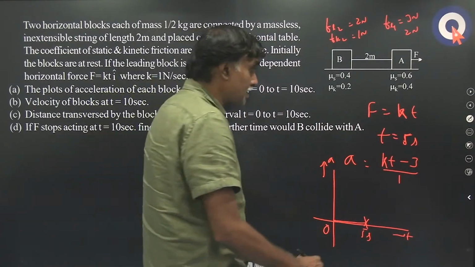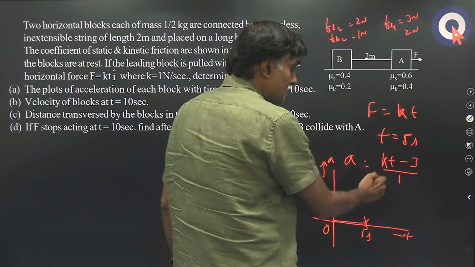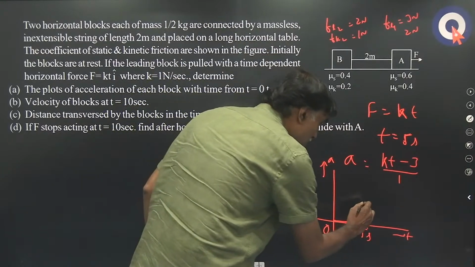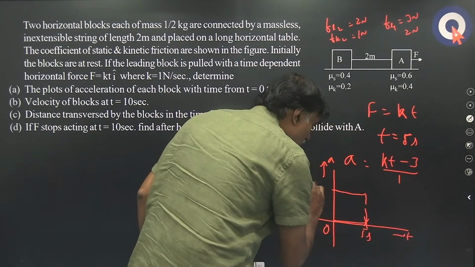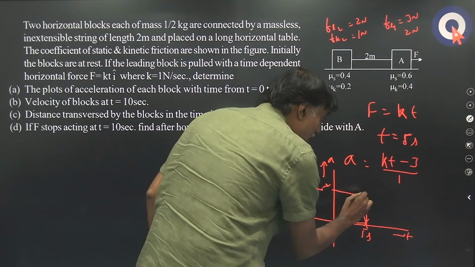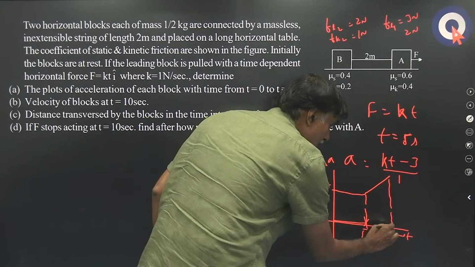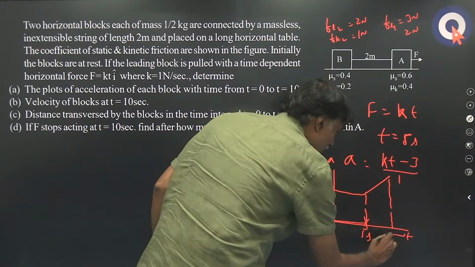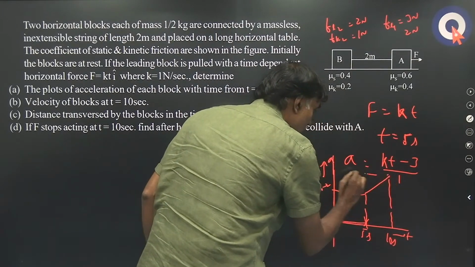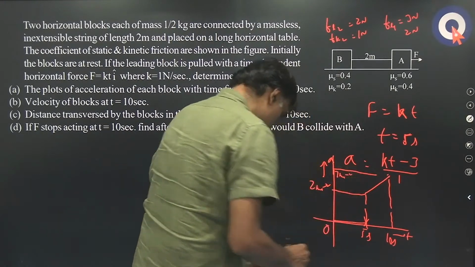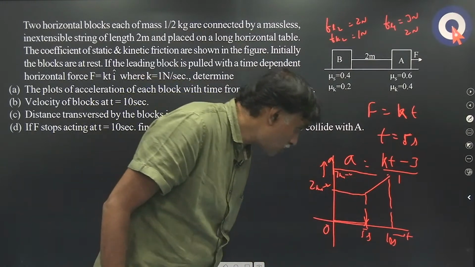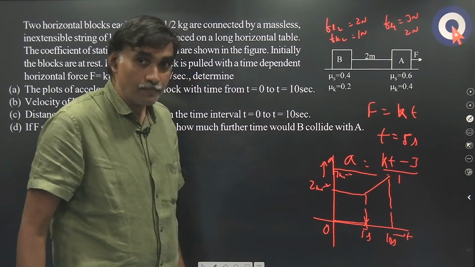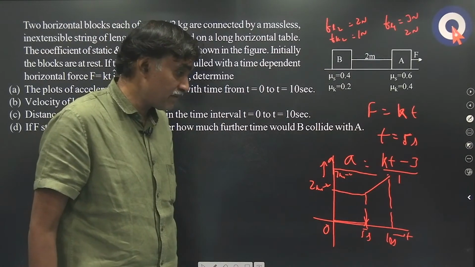Okay. So what is initial acceleration? Immediately after 5 seconds, kt minus 3 means 5 minus 3 by 1, that is 2 meters per second square. So the graph starts from 2 meters per second square and goes on increasing like this. And at 10 seconds, what is acceleration? At t equal to 10 seconds, if you put 10 minus 3, it is 7 meters per second square.